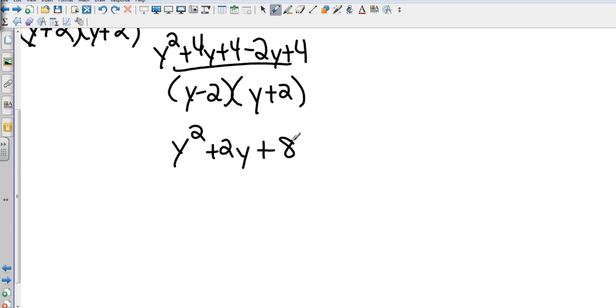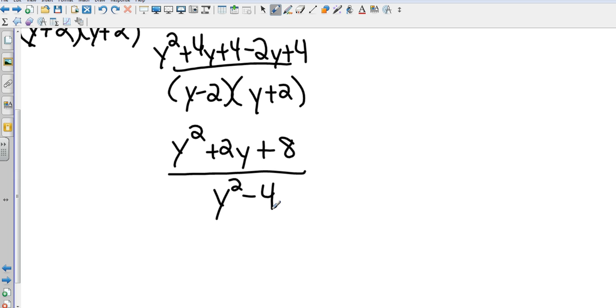Now, here's the trick. I have a y minus 2 and a y plus 2 on the bottom. Does anybody see what that is? It's a perfect square. Go in the other direction. What's the perfect square going to be? Y squared minus 4. Okay? Now, for those of you who don't see that, if you FOIL those together, you would get y squared minus 4. So feel free to FOIL it if you don't see it right away and come up with that.